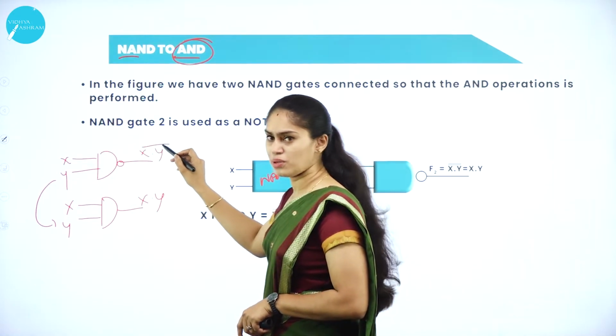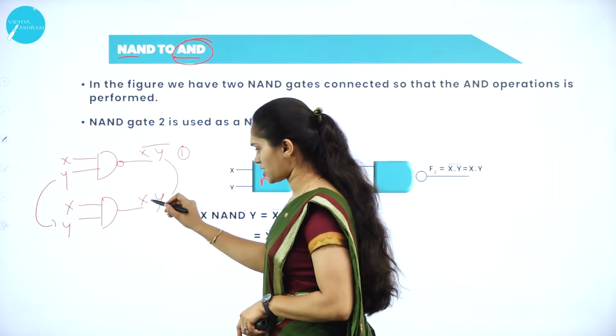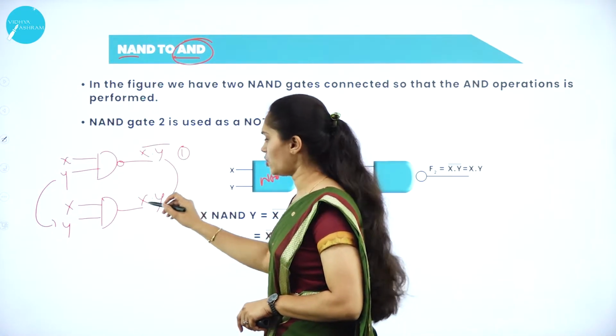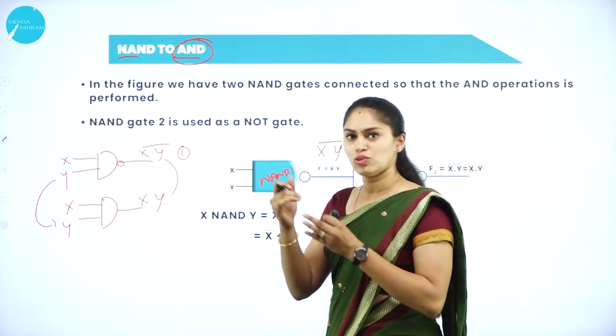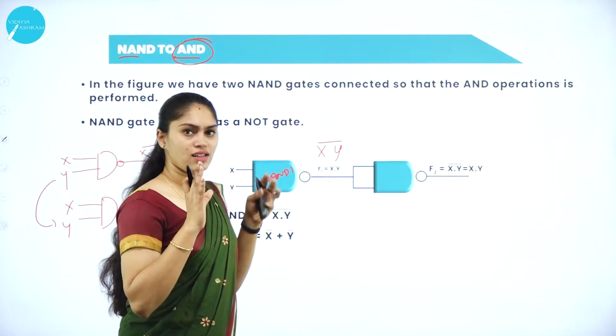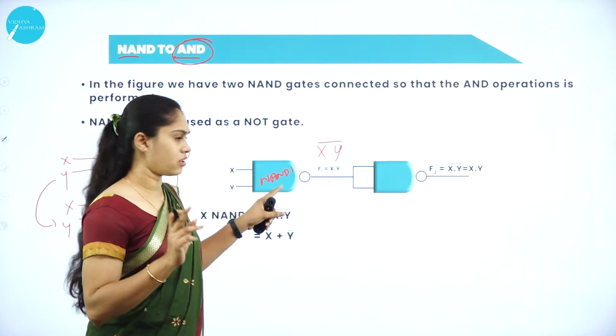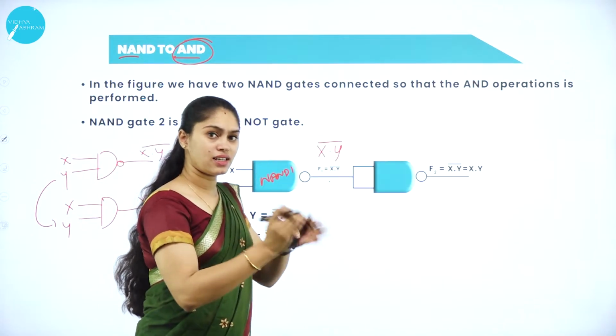So (x dot y) whole bar is the output of NAND gate 1, and I need to convert it into x dot y. That means I am supposed to convert from NAND to AND. So now we see that (x dot y) whole bar is the output of NAND gate 1, and I am going to feed it to another NAND gate.